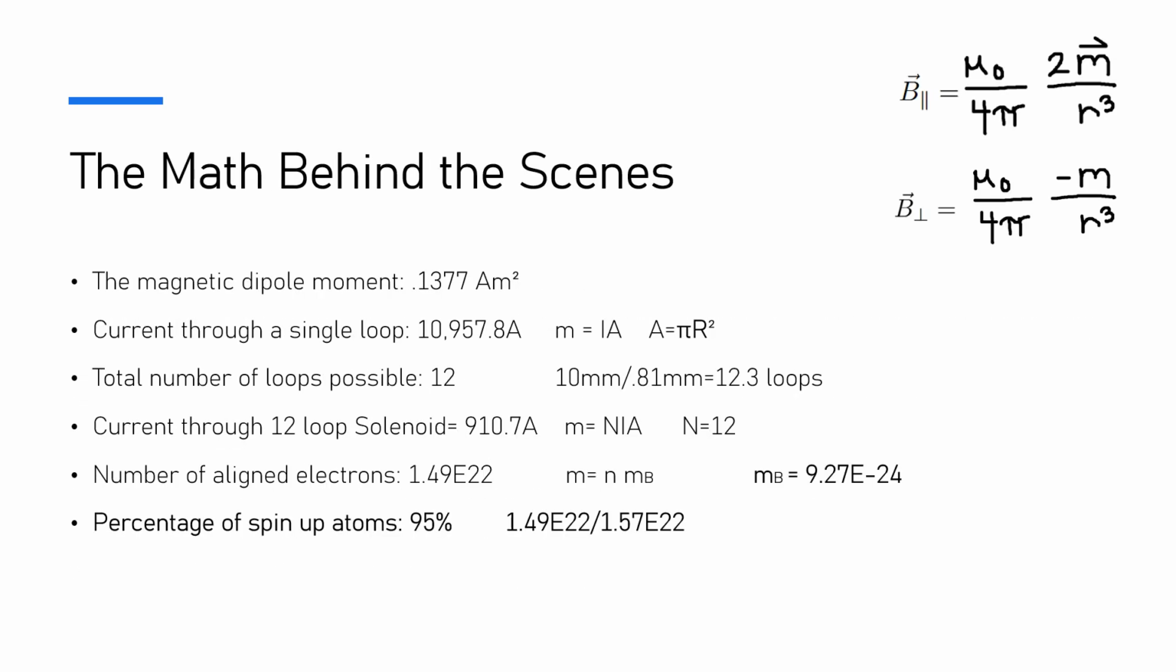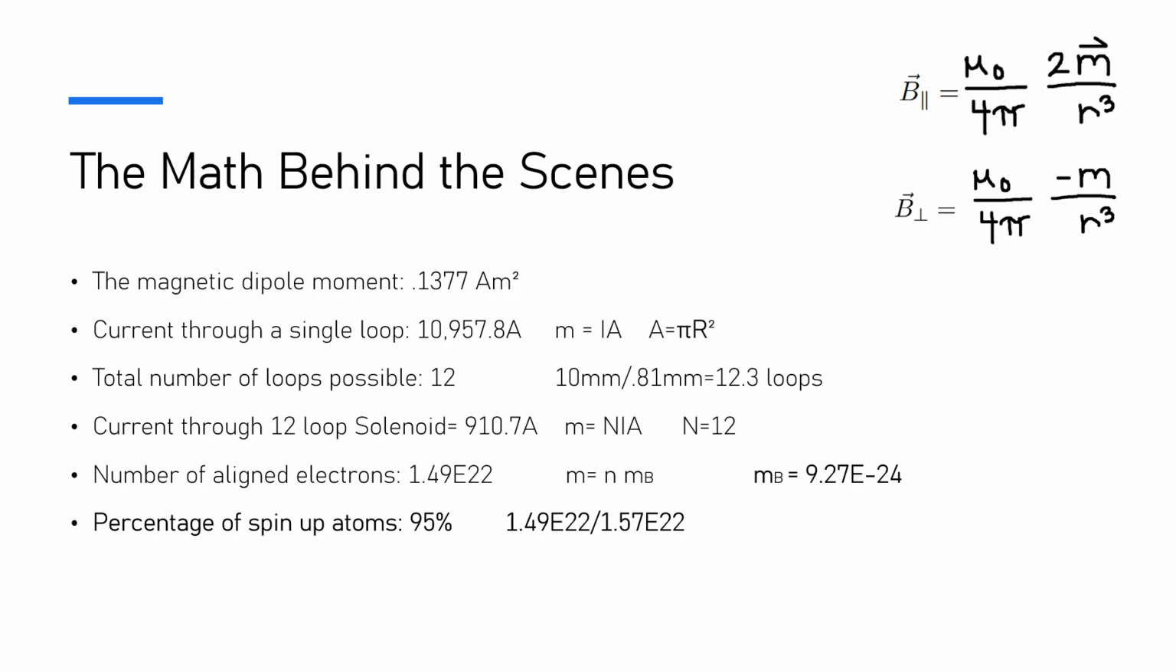Math behind the scenes. To calculate the magnetic dipole moment, we use the equations for the parallel magnetic dipole moment as well as the perpendicular, while plugging in the numbers in the Excel sheet. This led to us having a result of 0.1377 A·m².